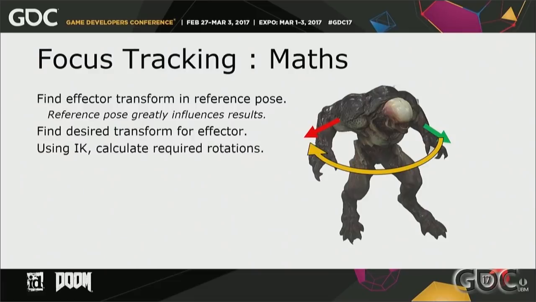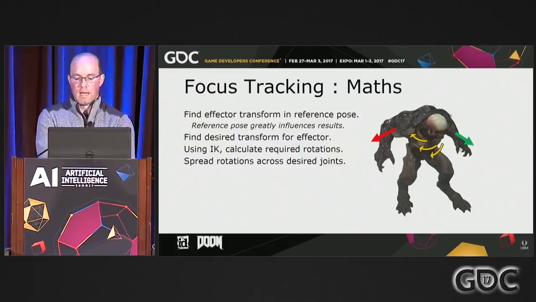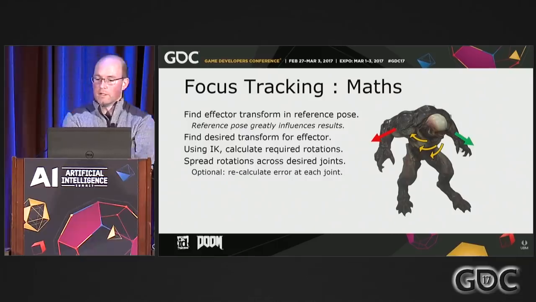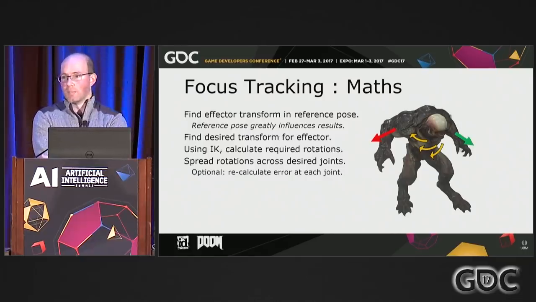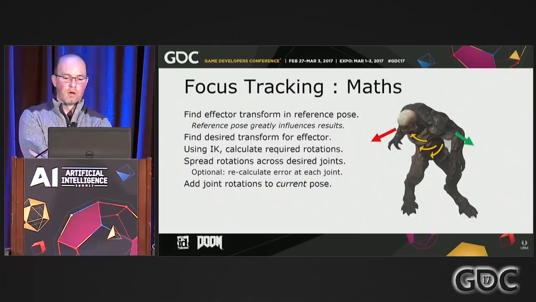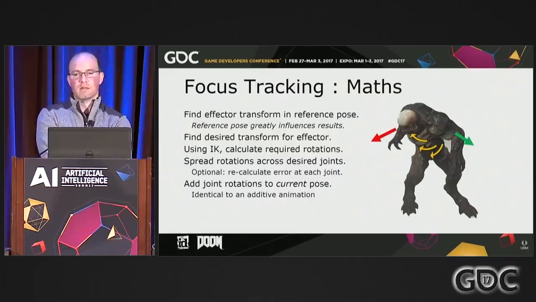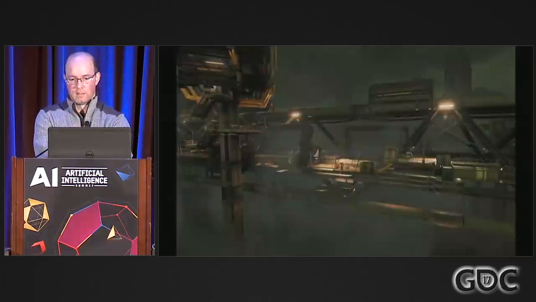Using IK, calculate the rotation that brings the effector into the desired transform. Then, spread those rotations across the desired joints in the IK chain underneath the effector. Now, since spreading like this will introduce inaccuracy, if you desire perfect alignment, you can recalculate error at each joint as you go up the chain, or just the final joint in the chain. Then we add the joint rotations to the current animation pose. Now notice that this is identical to an additive animation. Conceptually, we're just making an additive animation on the fly.